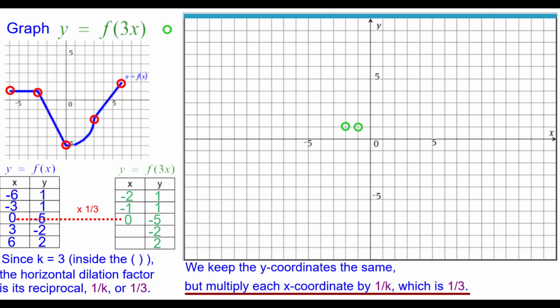Zero times 1/3 is 0, so (0, -5) is on our green graph. 3 times 1/3 is 1, so (1, -2). And finally, 6 times 1/3 is 2, so (2, 2).